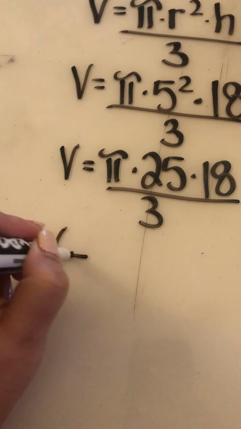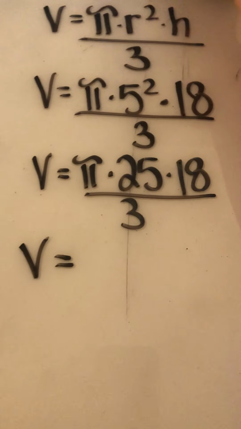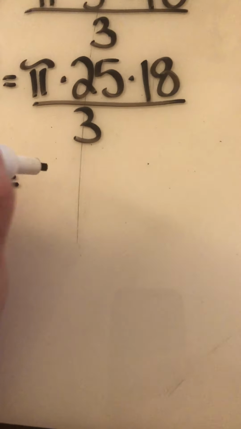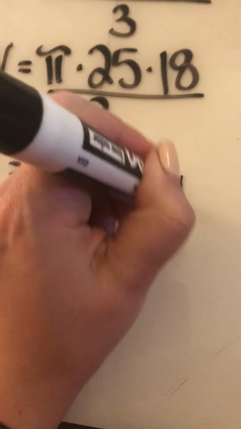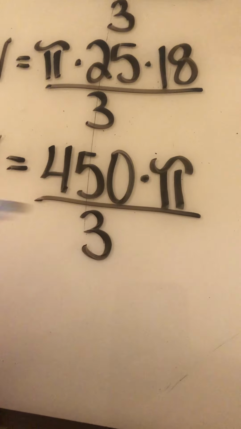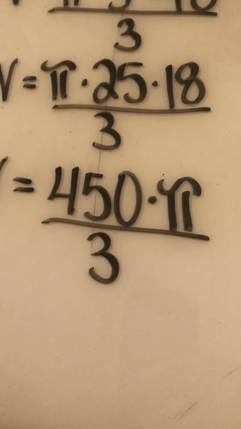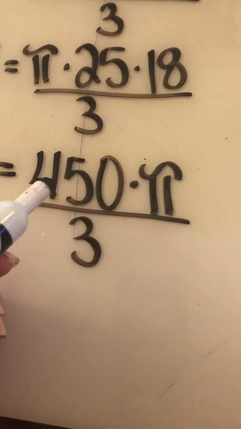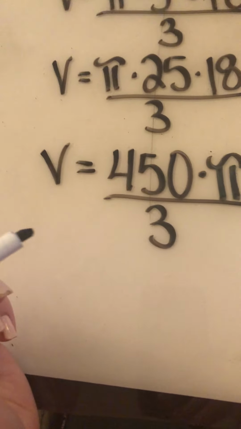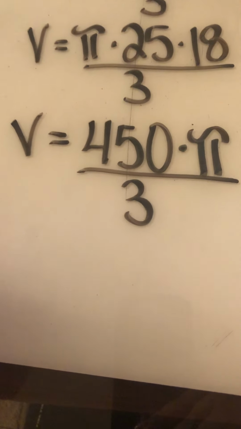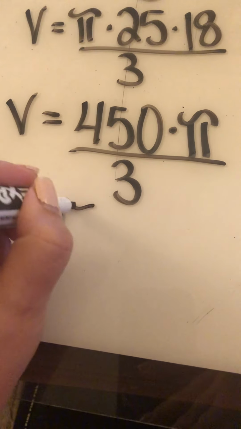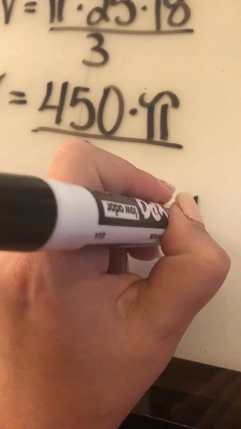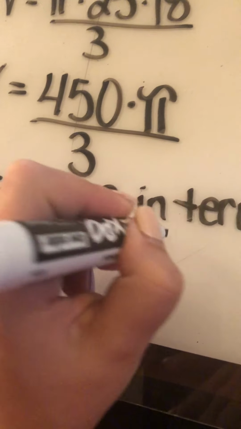So we'll get V equals 25 times 18 will give us 450. I'm going to use the commutative property and just put it in front of pi because that's normally how we see it. Over 3. Now, we can simplify this fraction because 450 can be divided by 3. So let's do that because it'll wind up looking much nicer when we write our answer in terms of pi. So 450 divided by 3 is going to give us 150 pi. Now, if this question asks us to leave our answer in terms of pi, this is where we can stop.